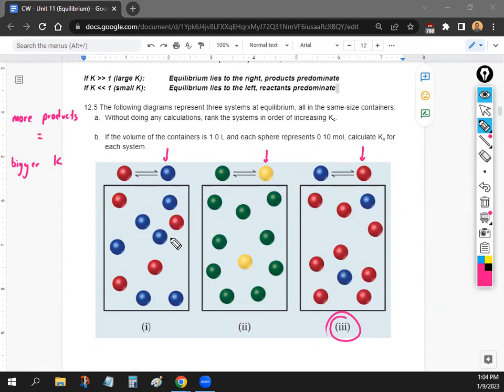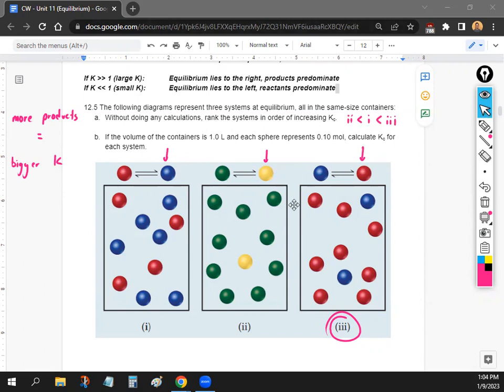Now, we've got these 2 to look at. Which one do you think is going to have the lowest K value between the 2? Yeah, 2, because there's only 1 product, right? Relative to all these right here. So your order right here is going to be 2 is the smallest, and then it's going to be 1, and then it's going to be 3. Okay, so that's going to be your rank. Basically, more products means higher K value. All right. Any questions? Pretty easy.